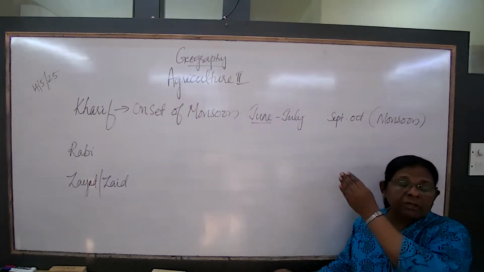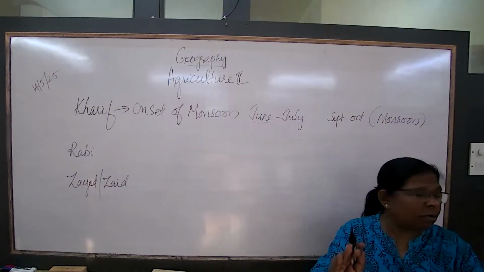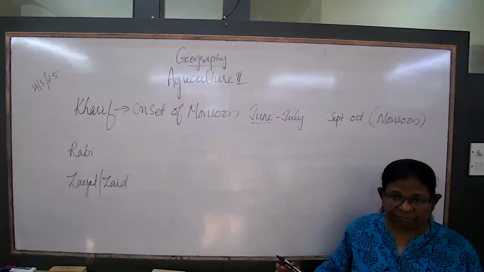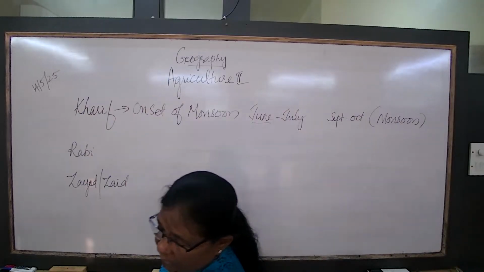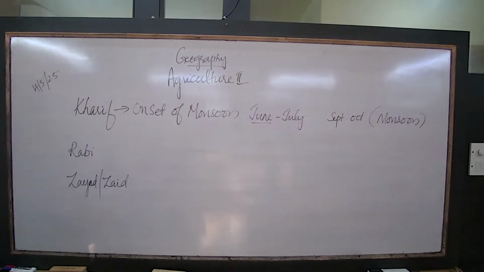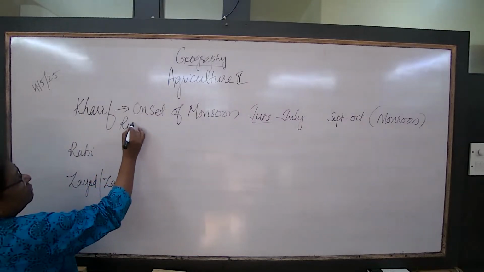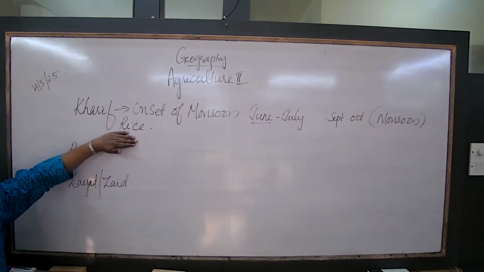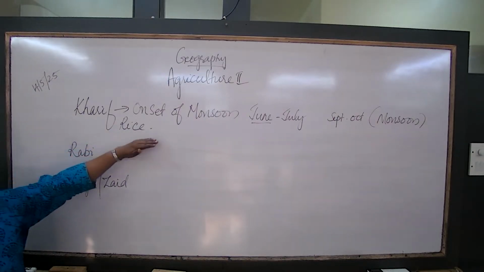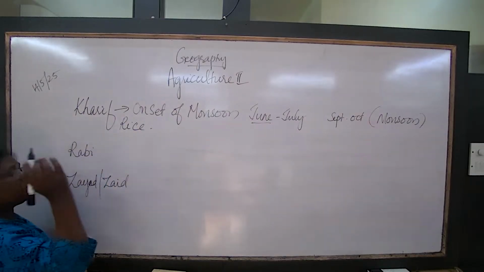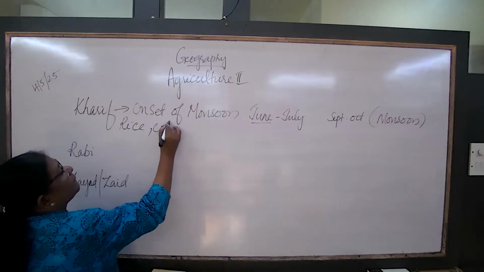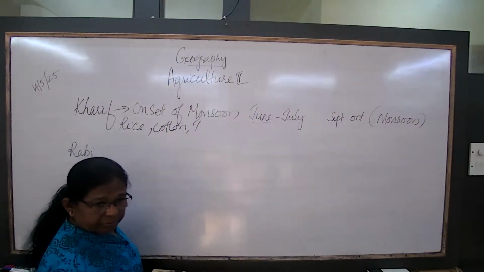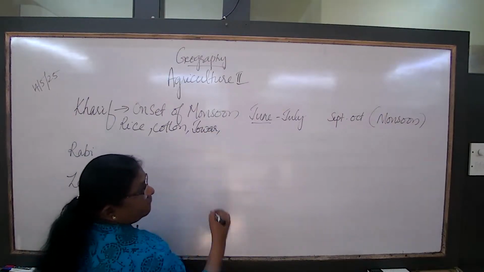That is why in this order we will study. First one is the onset of monsoon, that is, when the monsoon arrives, that time this agricultural season starts. Now another thing: which are the main crops? If you try to recollect, rice is a Kharif crop. In order to avoid any confusion, rice is included as a Kharif crop. Then which are the other crops? Cotton. Jowar.